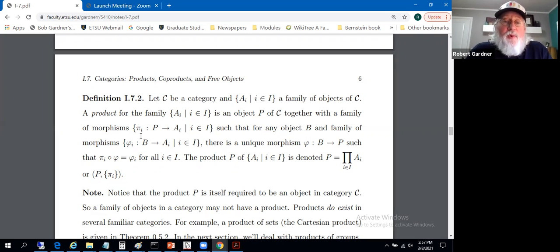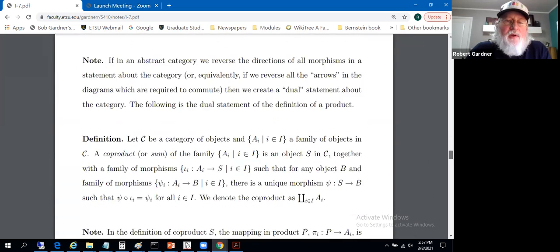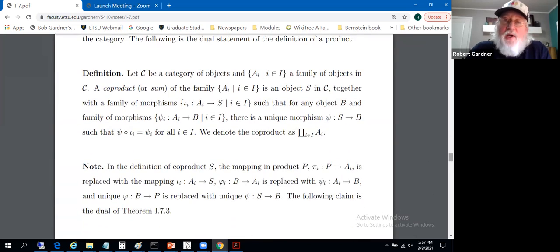Anyhow, we've got these mappings from the product to the A sub i's. And we took any object B and any family of morphisms mapping B into the A sub i's, and there existed a unique morphism phi mapping B into P, and we had some composition condition down here. Okay, so we want to mimic this, but reverse the direction of the orderings of the morphisms in our definition of a coproduct.